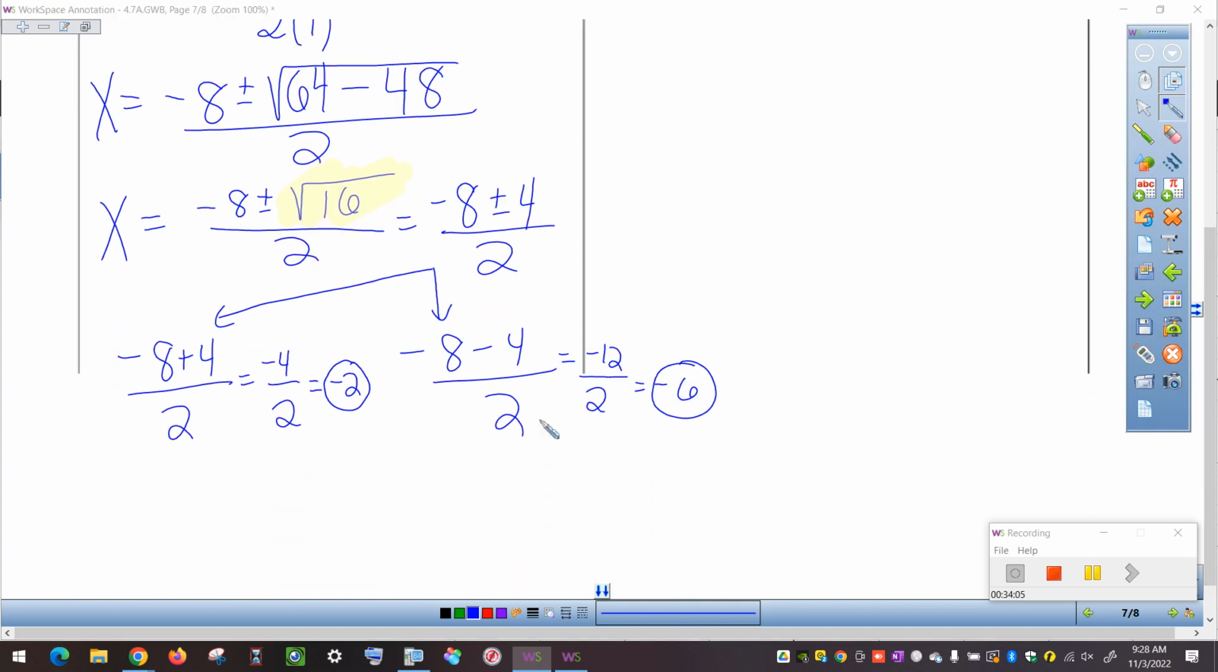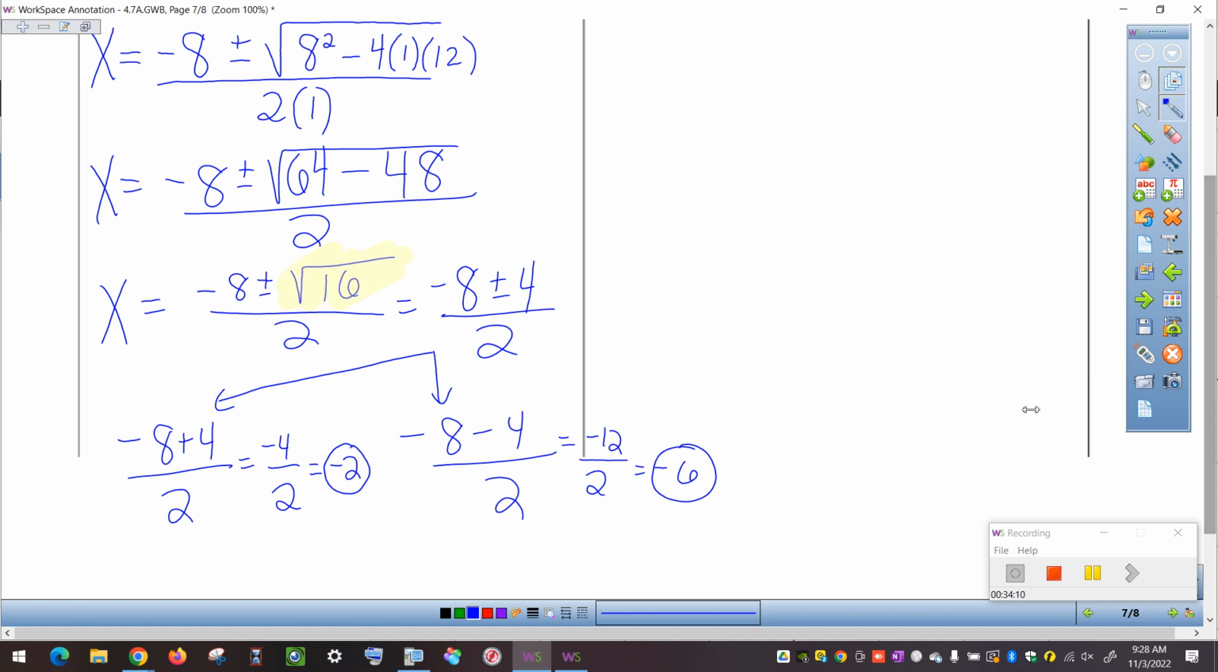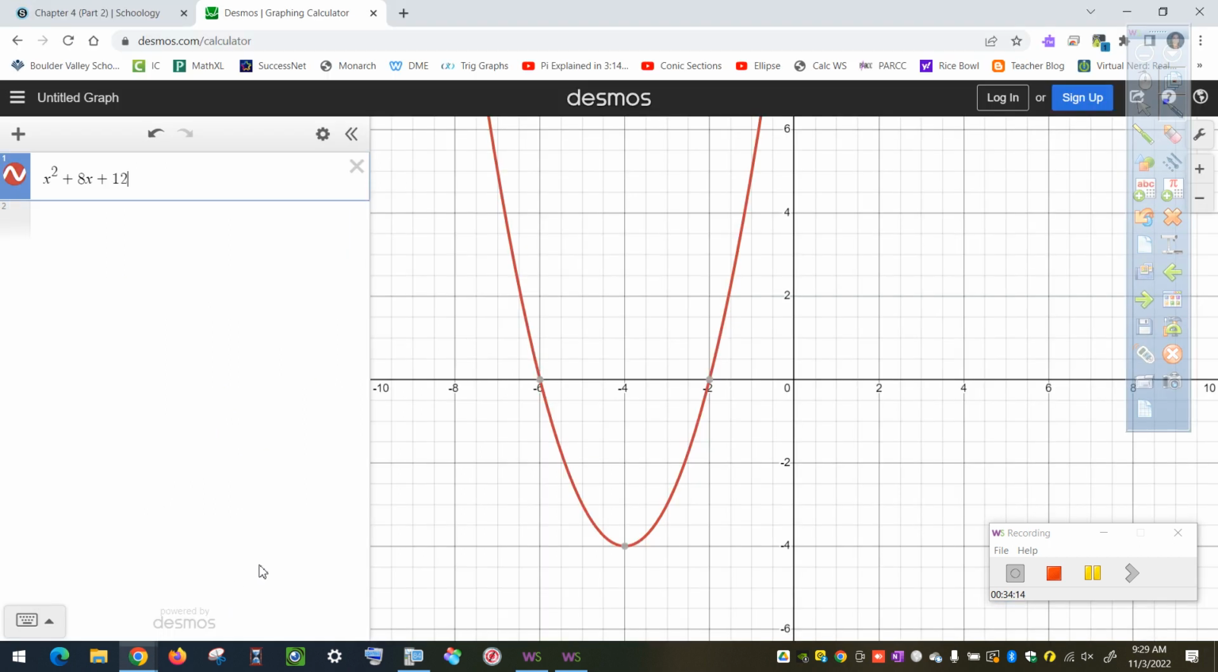And the connection here between the answers we got and the graph looks like this. If we go to Desmos and type in our equation, just set it equal to y, notice that the answers are the x-intercepts. The x-intercepts are negative 2 and negative 6. So that's kind of another cool thing that the quadratic formula does. If it's in standard form, you plug it into the formula, you get the x-intercepts on the graph.